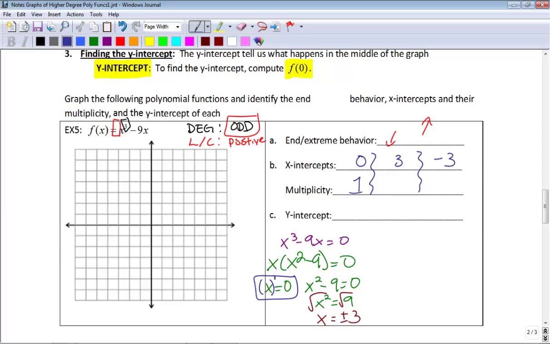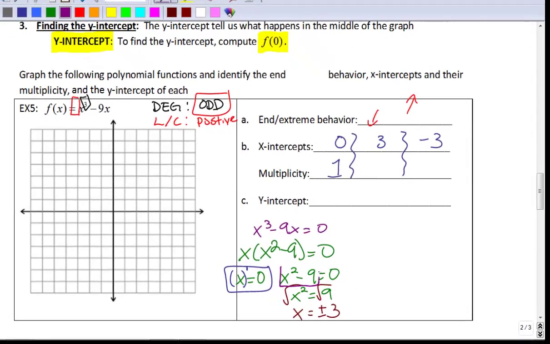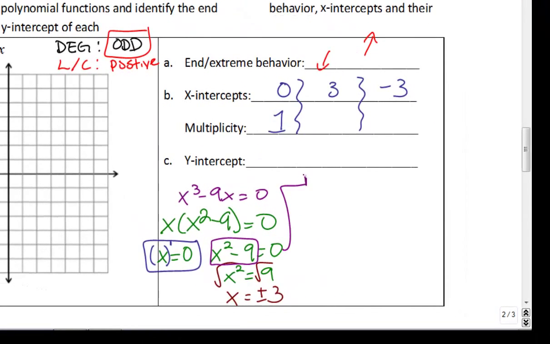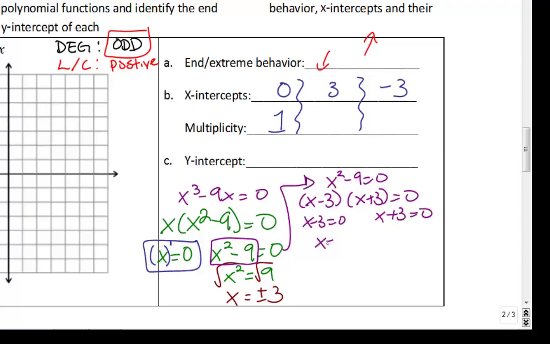And this is where it gets a little tricky. I solved it this way because most students will, but do you agree with me that I could have taken this problem right here, the x squared minus 9 equals 0, and factored it? Yeah, that's the difference of squares. What does that factor as? X minus 3 times x plus 3. Then I set each one of these equal to 0, and I solve them both. And what do I get? X is equal to 3, and x is equal to -3.